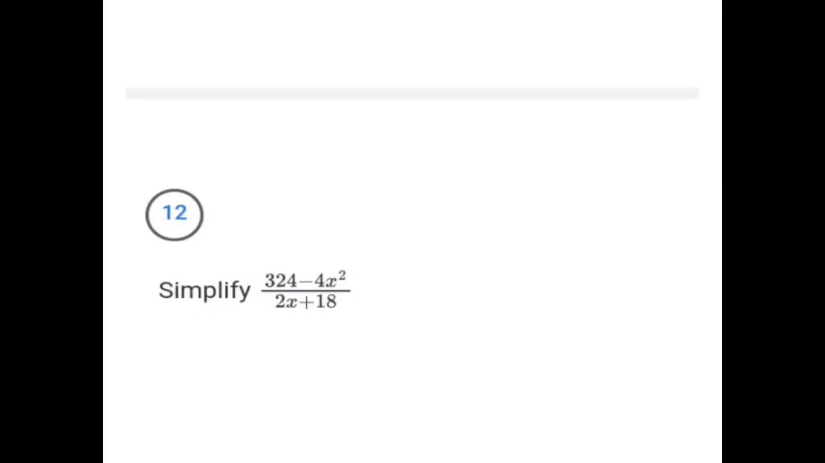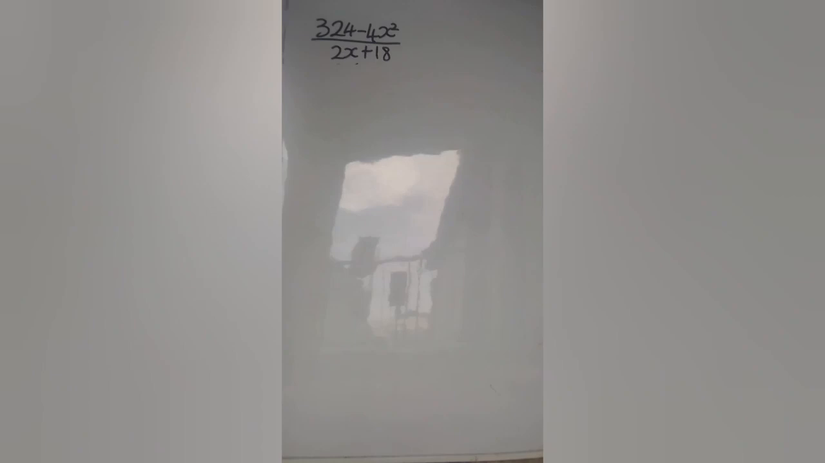Number 12. Simplify 324 minus 4x squared all over 2x plus 18. This is what we are asked to simplify. First of all, we bring out the common factors. Here, the common factor is 4. When 4 divides 324, we have 81 minus x squared, all over. The common factor down here is 2, 2x plus 9.